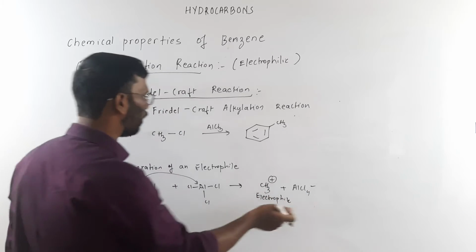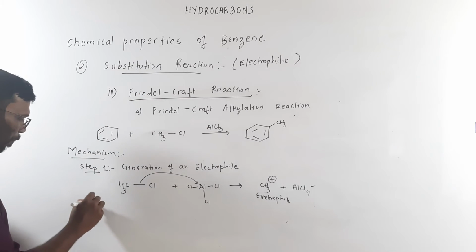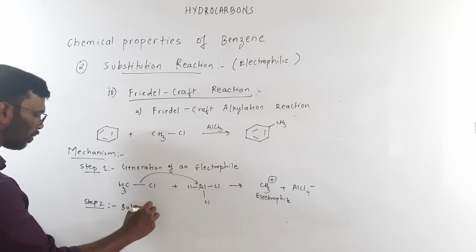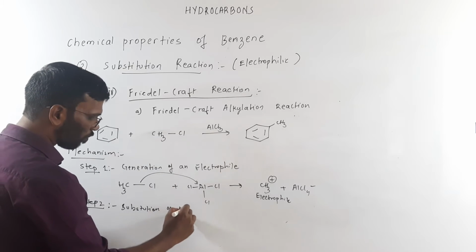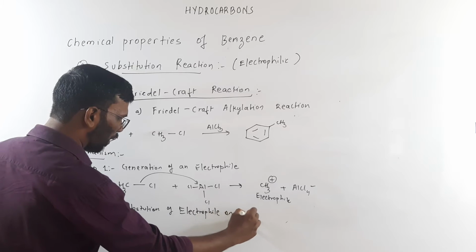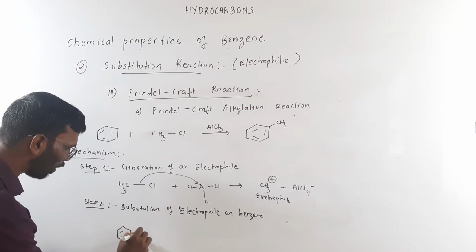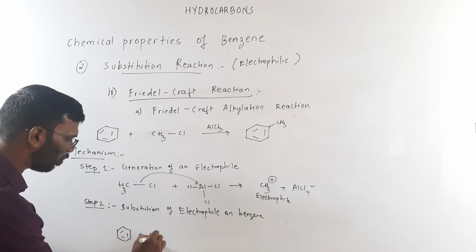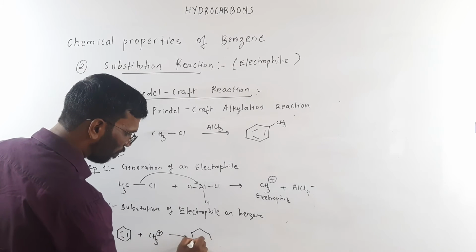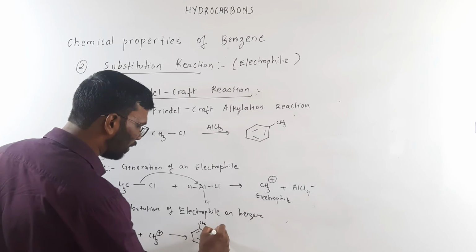Right? Once this is generated, this is a substitution reaction. Means next step 2 is substitution of electrophile on benzene. You take benzene, and this is your electrophile. I will not go into the mechanism. Mechanism will be similar to the one which is previously shown. So this will be your product, and this is also called as methyl benzene or a toluene.